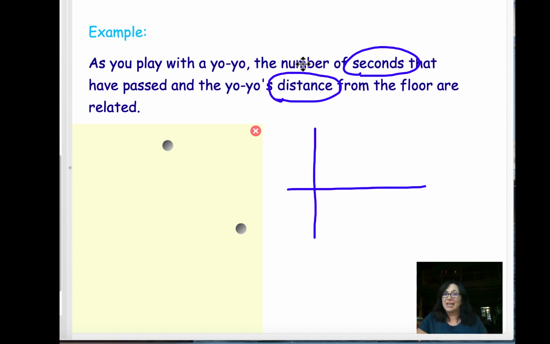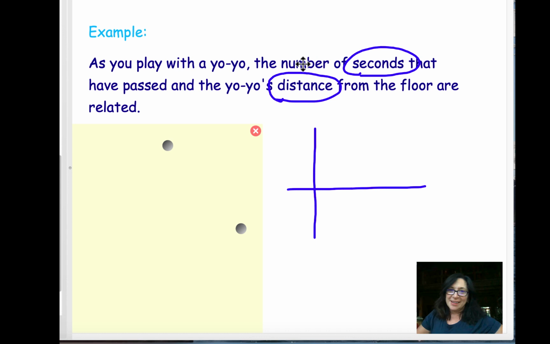So your question in your mind is this. What are you asking yourself? Are you saying that the seconds that have passed depend on the distance from the floor? Or are you saying the distance the yo-yo is from the floor depends on the number of seconds that have passed? Okay, so take a minute, try to draw a reasonable graph.